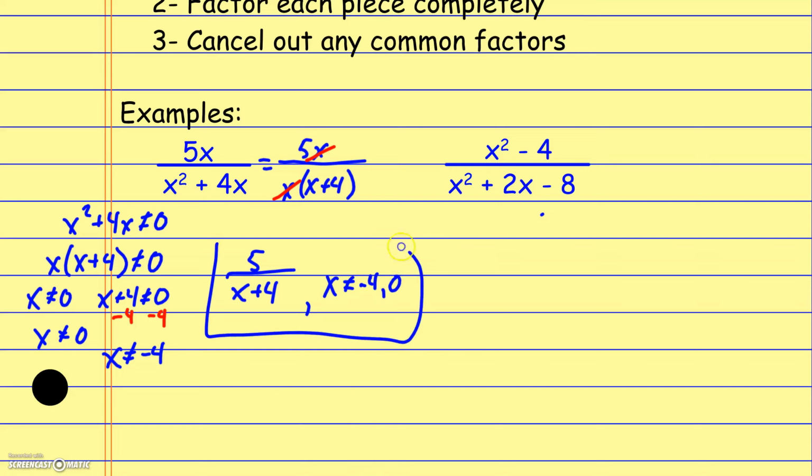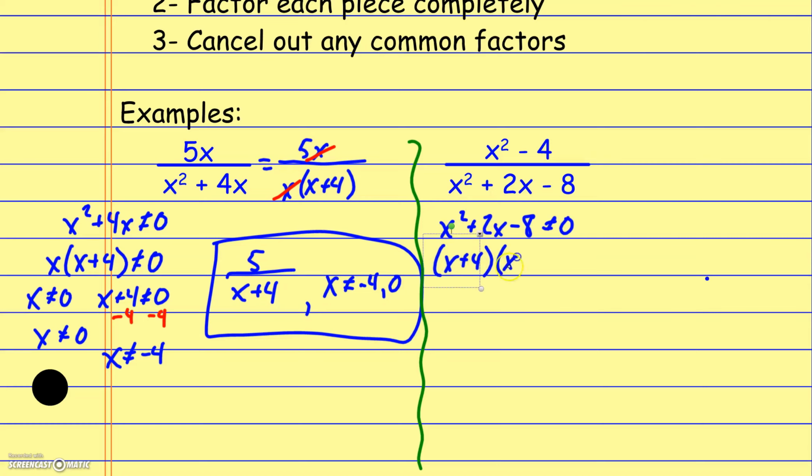Okay? So basically, we write our domain restrictions, then we simplify this thing by canceling any common factors, and then we include our domain restrictions in our final answer, okay? Same thing with the next one. I'm going to start by finding the domain restrictions. So if I identify the domain restrictions here, I say that the x squared plus 2x minus 8 cannot equal 0. All right, so I have to make sure that the denominator does not equal 0. So here I build a bridge and I factor. This one's going to factor into an x plus 4 and an x minus 2.